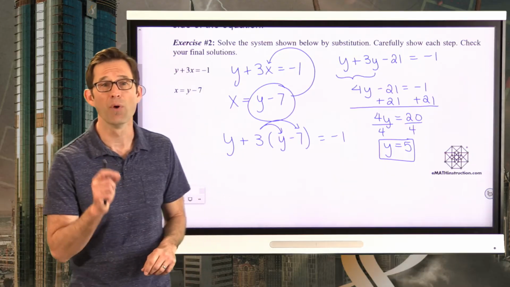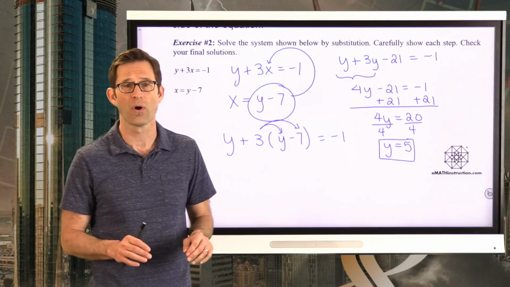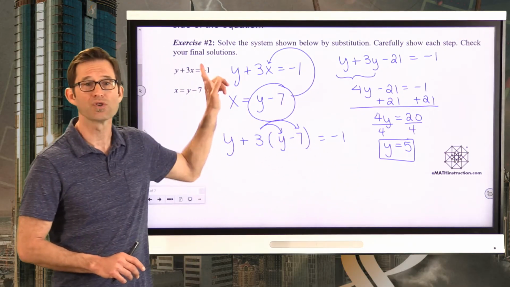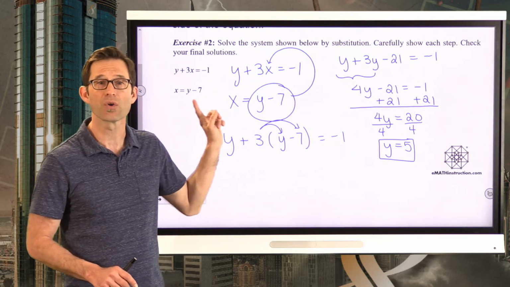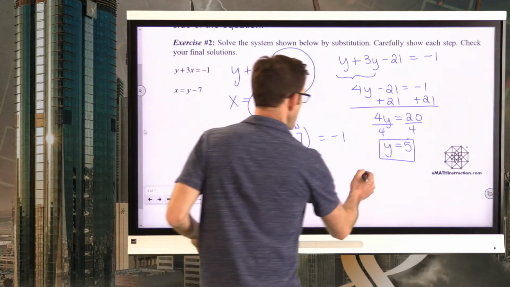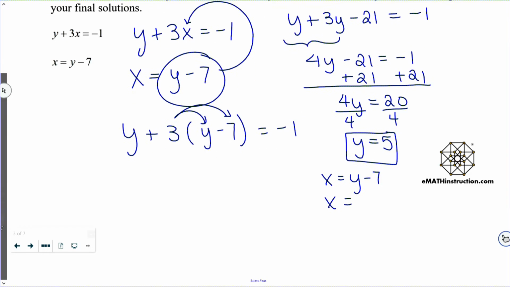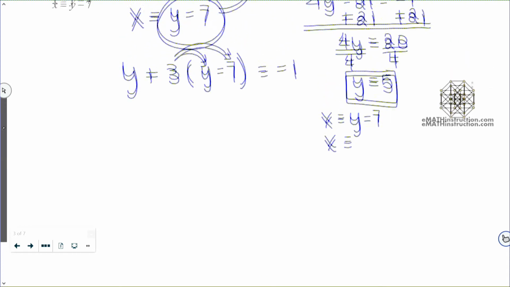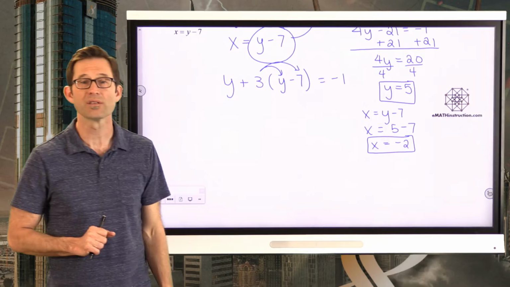And never forget, you got to get both values, both x and y, a and b, m and n, whatever the variables are called. Now, which one of these two equations do I want to substitute y equals 5 into? Well, the easier one is going to be this equation because it literally says x equals y minus 7. So let me just bring this up a little bit and extend my page. Since y is 5, I can just put that in there. Be careful, 5 minus 7 is negative 2. And those are the values that solve.